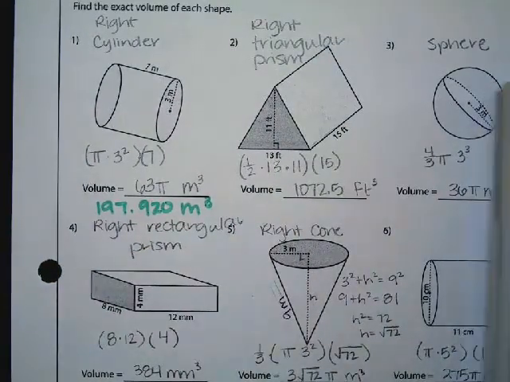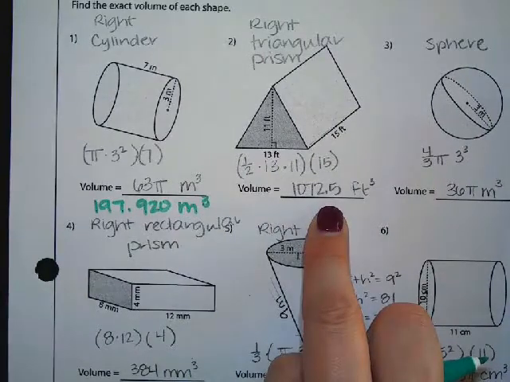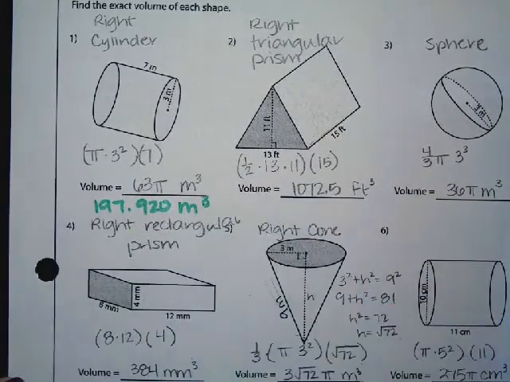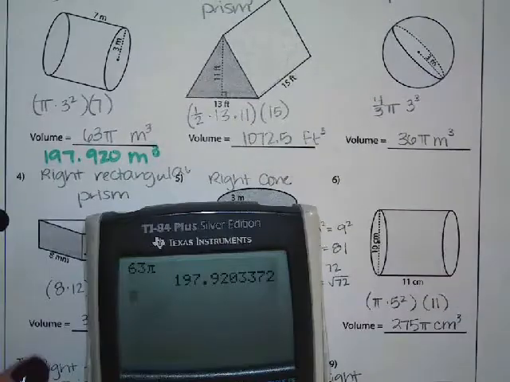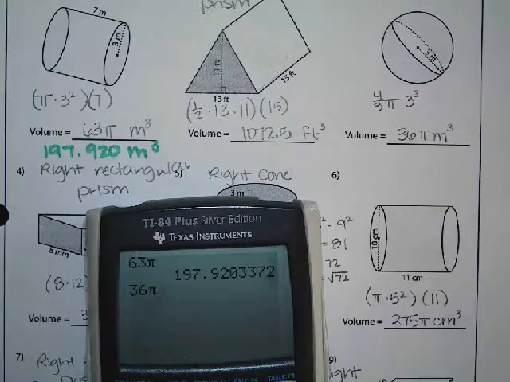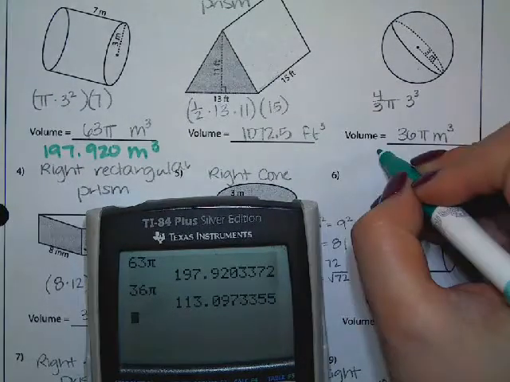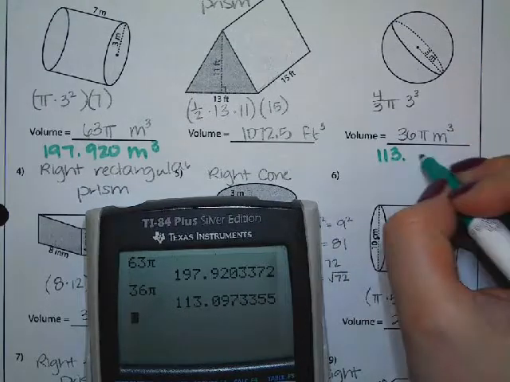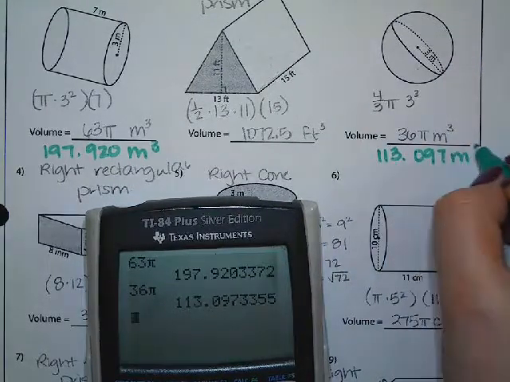Okay. For number 2, I don't have to type it in because the exact answer is it. Let's go ahead and type in number 3. 36 pi. Why would I not want you guys to use 3.14? It's a rounded number. So when you are younger, they let you do that to simplify things. Now that you're in high school, we'll say, let's not round till the end of the problem. So I'm not going to use the rounded number in the middle. I'm going to round at the very end. So 113.097 meters cubed. Okay.